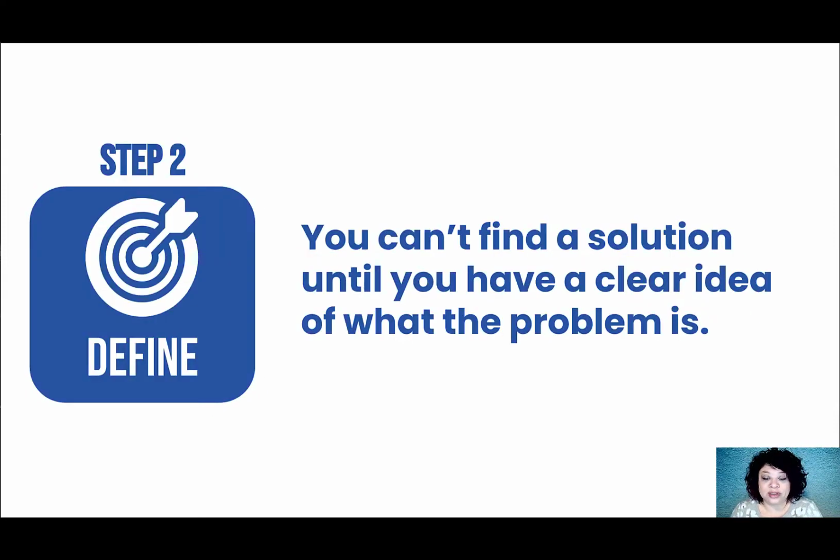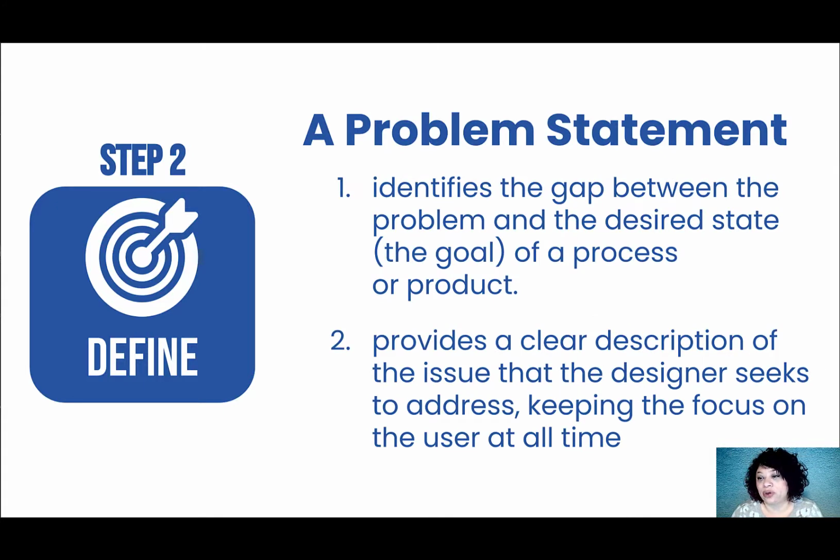Step 2 is define, and you can't find a solution until you have a clear idea of what the problem is. Part of defining your problem is understanding your user. So it goes back to step 1, empathy. In step 2, you create what we call a problem statement, and this identifies the gap between the problem and the desired state or the goal of a process or product. The problem statement also provides a clear description of the issue that the designer seeks to address.